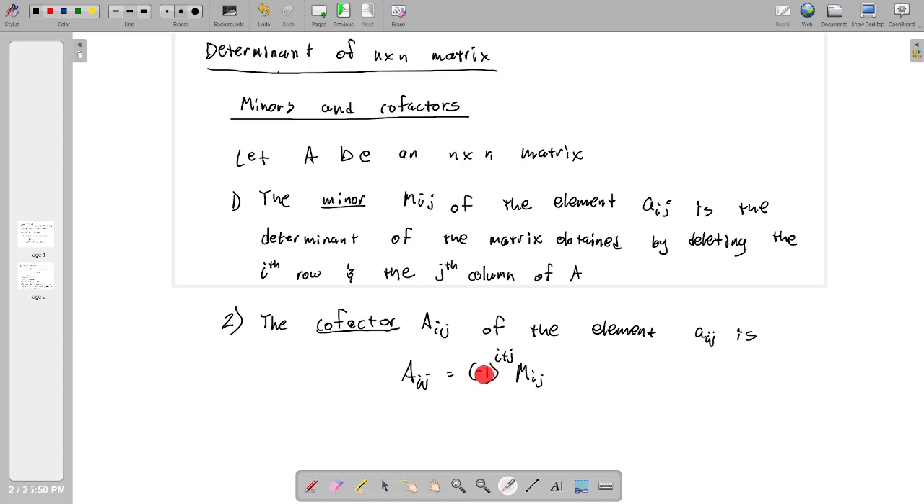This is very important. You need to make sure that you have the correct sign on your minor. So here, the i plus j is the power on negative 1. So either we're going to have a positive 1 or a negative 1, depending on the position of ij. So if one of the positions is odd and one of the positions is even, then we have a negative 1. If both are odd or both are even, then we have a positive 1 for our minor.